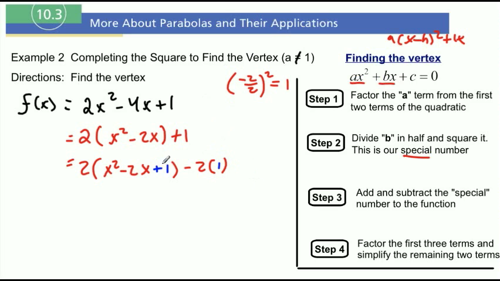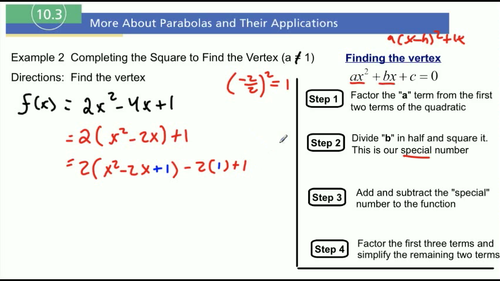Okay, so notice how that works. If there is a coefficient out here, which basically if a is not 1, this is why this is this kind of problem, then you have to do minus that coefficient times our special number. And then we have plus 1 right here. Let me just get my colors right here so I'm not confusing. All right, and then we have plus 1.